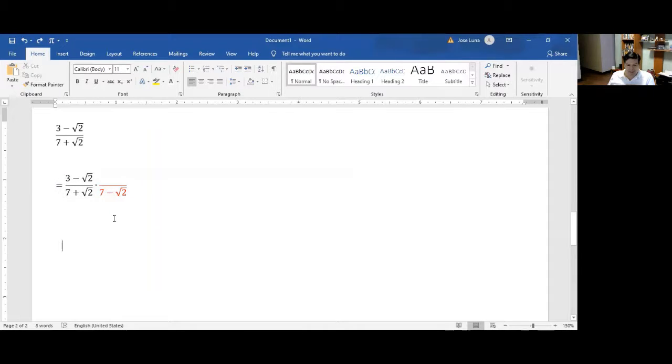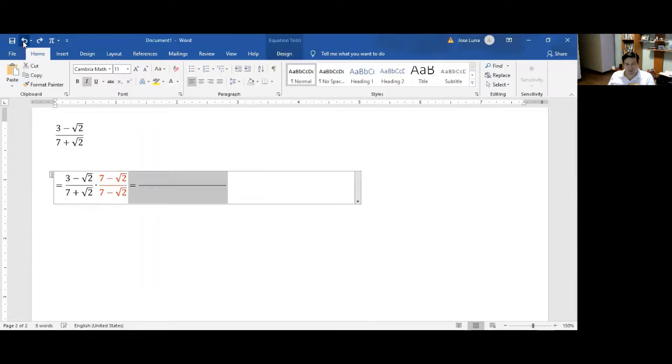Now, because what we want is this thing that we're going to multiply to be a 1, the numerator has to be identical to the denominator. And that would make it 1. There it is. See, the fraction in red is equal to 1. Okay, so now we have to actually do the multiplication.